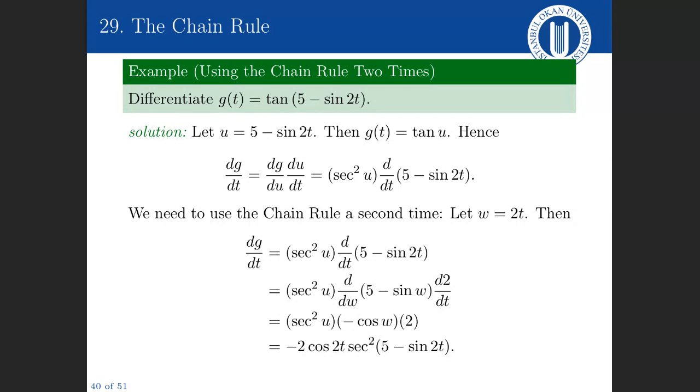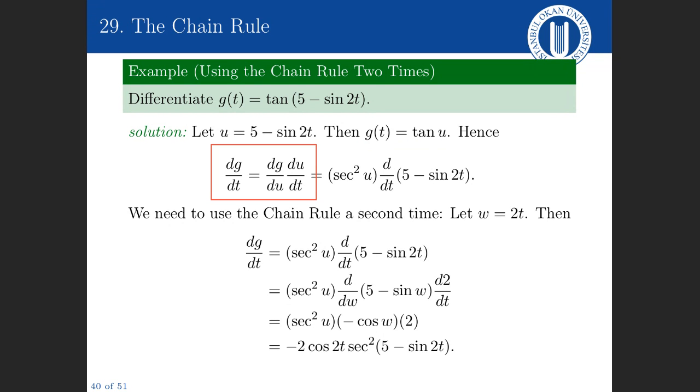Sometimes we need to use the chain rule twice or more times. In this example, we're going to need to use the chain rule 2 times. Differentiate the function g of t, which is equal to tan of 5 minus sine of 2t. Step 1 is to choose a function u, which will simplify this. We choose u is 5 minus sine 2t. Then we have the easier function g of t is equal to tan u. And we can calculate this derivative using the chain rule.